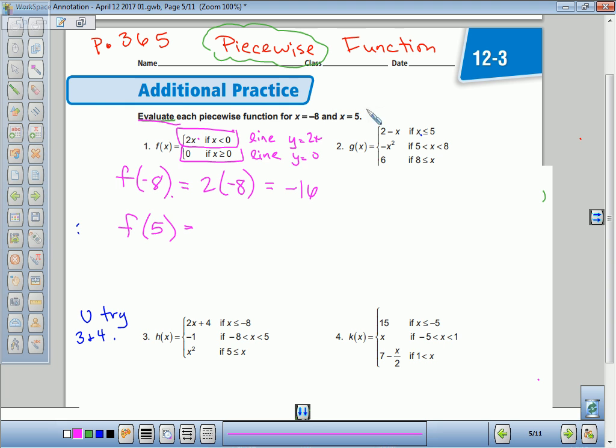Now the second value is for x equals 5. 5 falls into this interval where x is greater than or equal to 0. So the 5 gets plugged into this function. But there's no place to plug it in, because this is a horizontal line. Every y value on this actual ray, once it gets restricted, is 0. There's no place to plug in the 5. The answer is 0.